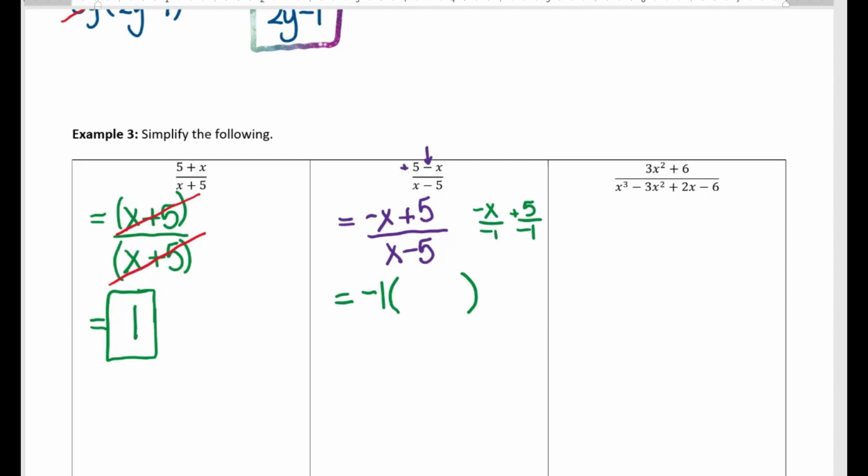Negative x divided by negative 1 gets us a positive x. Positive 5 divided by negative 1 gets us a negative 5. So by factoring out a negative 1 in the numerator, we now have negative 1 times x minus 5 all over x minus 5. And our x minus 5 is good to go out as a couple. And we are left with negative 1 as our answer.